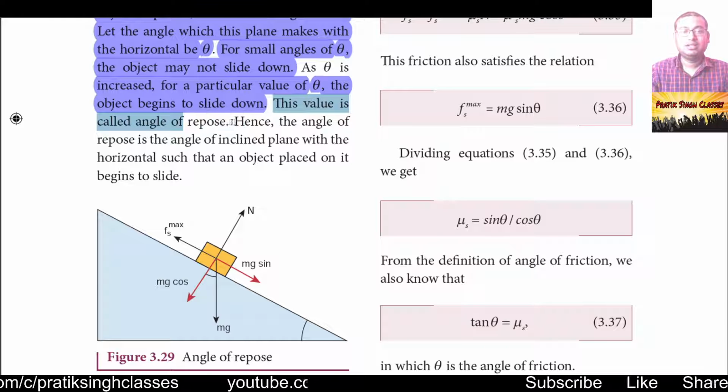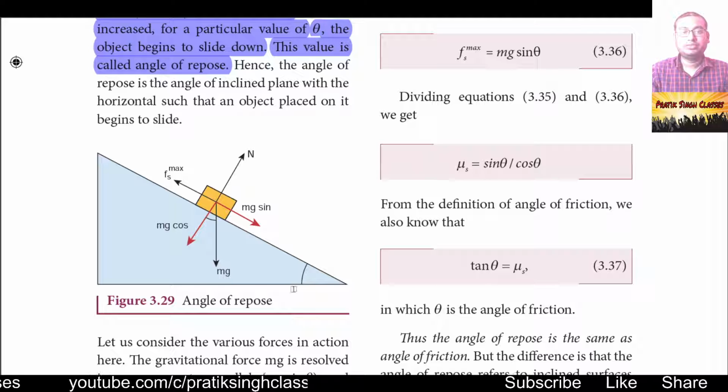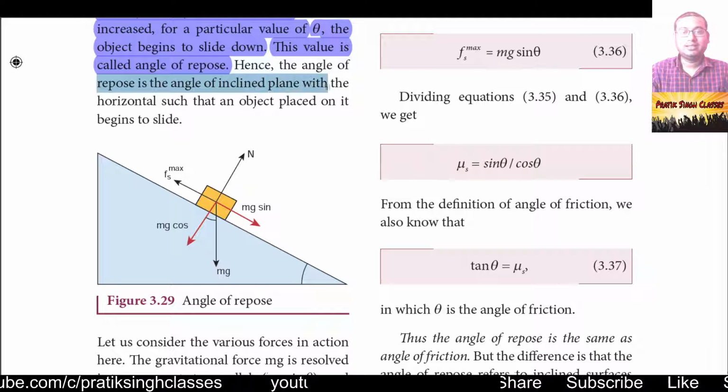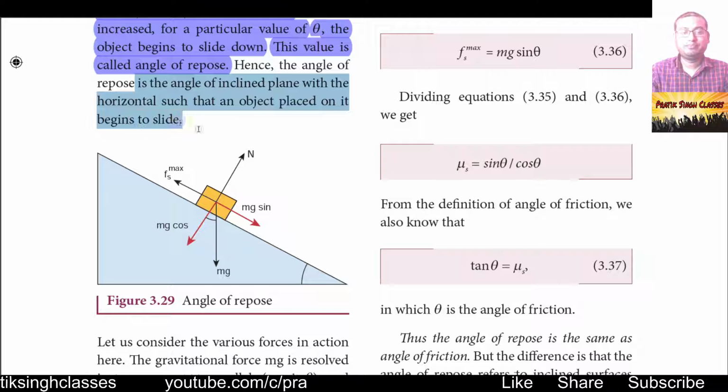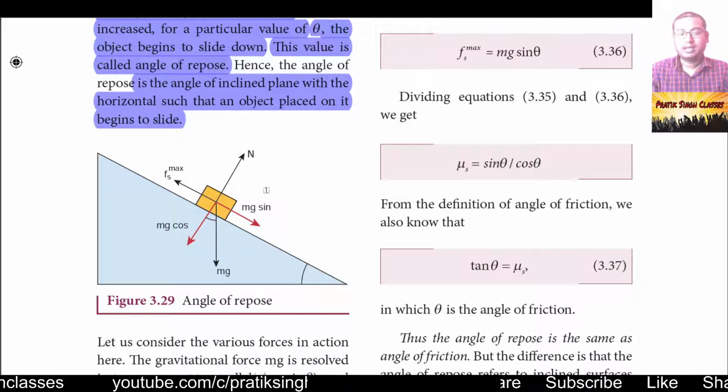This value is called the angle of repose. So the maximum angle up to which the object will not move downward is called the angle of repose of this inclined plane. Hence the angle of repose is the angle of the inclined plane with the horizontal such that an object placed on it begins to slide. Just as the angle becomes greater than that, the object will start sliding downward. So at that maximum angle the friction will become equal to Fs max, or limiting friction.